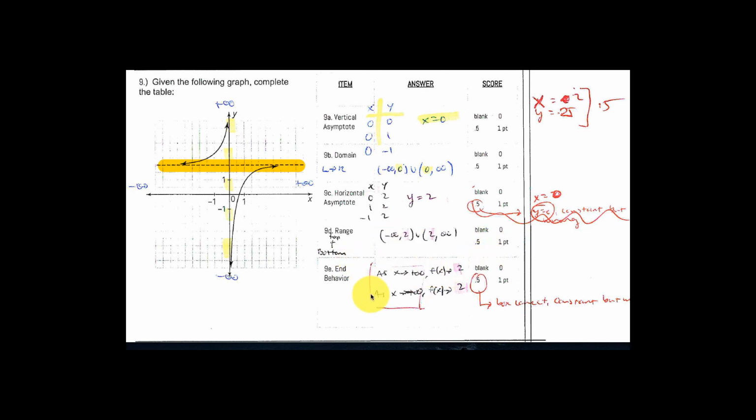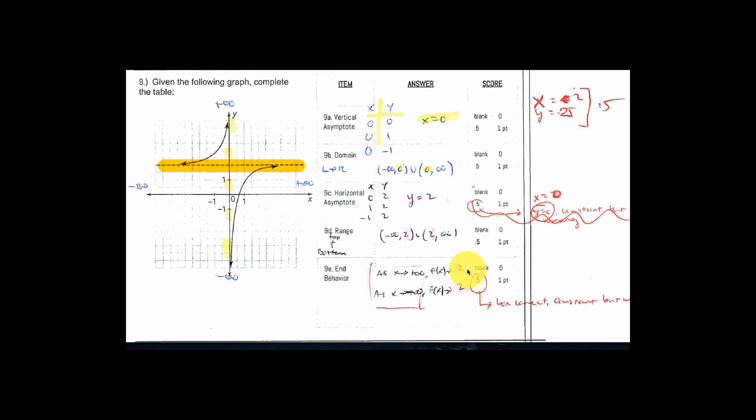And behavior, if you got the red box correct, that's automatically 0.5. You have to have 1 positive, 1 negative in that order. And then what happens is, as x approaches positive infinity over here, this graph is landing at 2 on the y values. And then as you go towards the left, what's happening? You're also landing at 2. So if you got all that correct, that's a 1. Remember, if you got the box correct and your constant was wrong, then I give you 0.5.